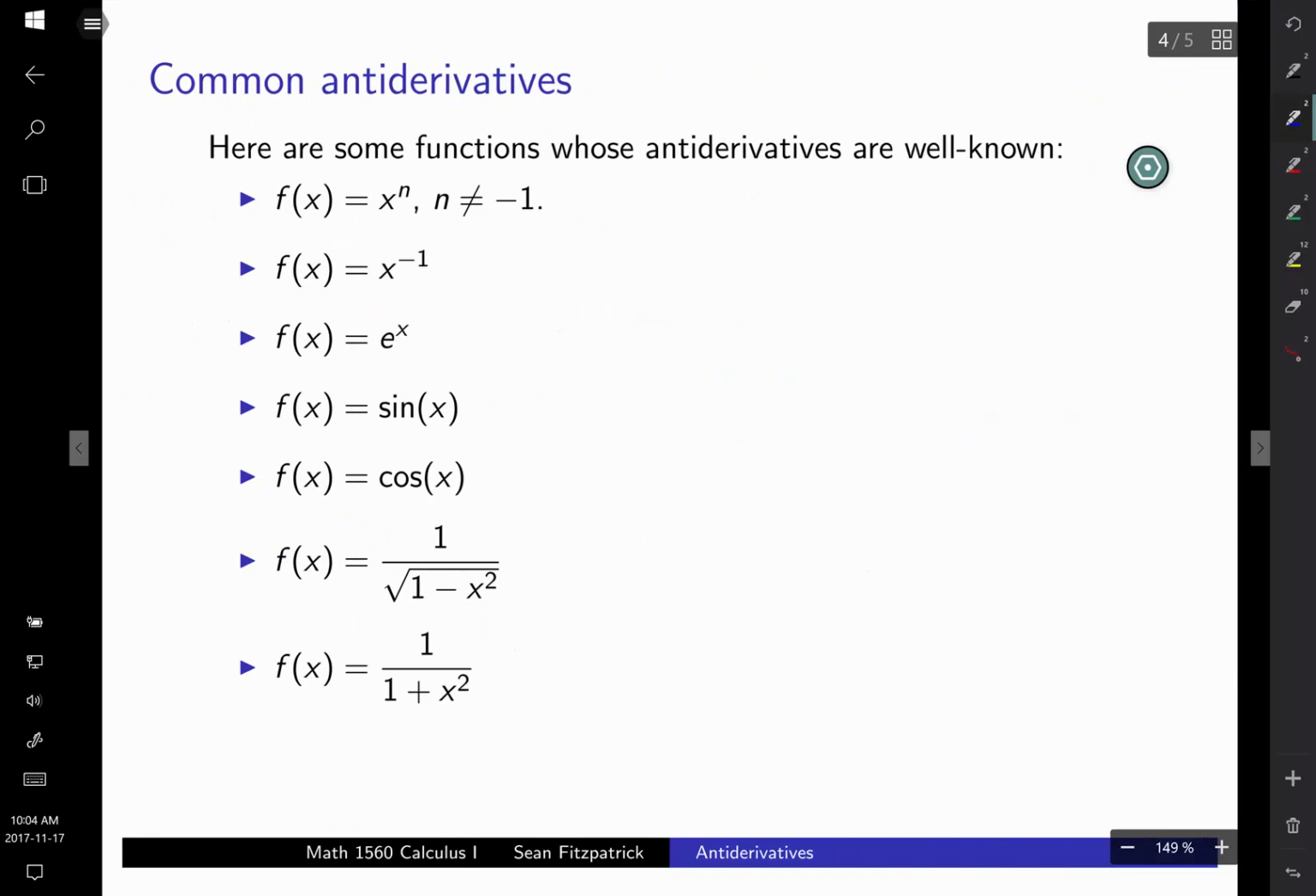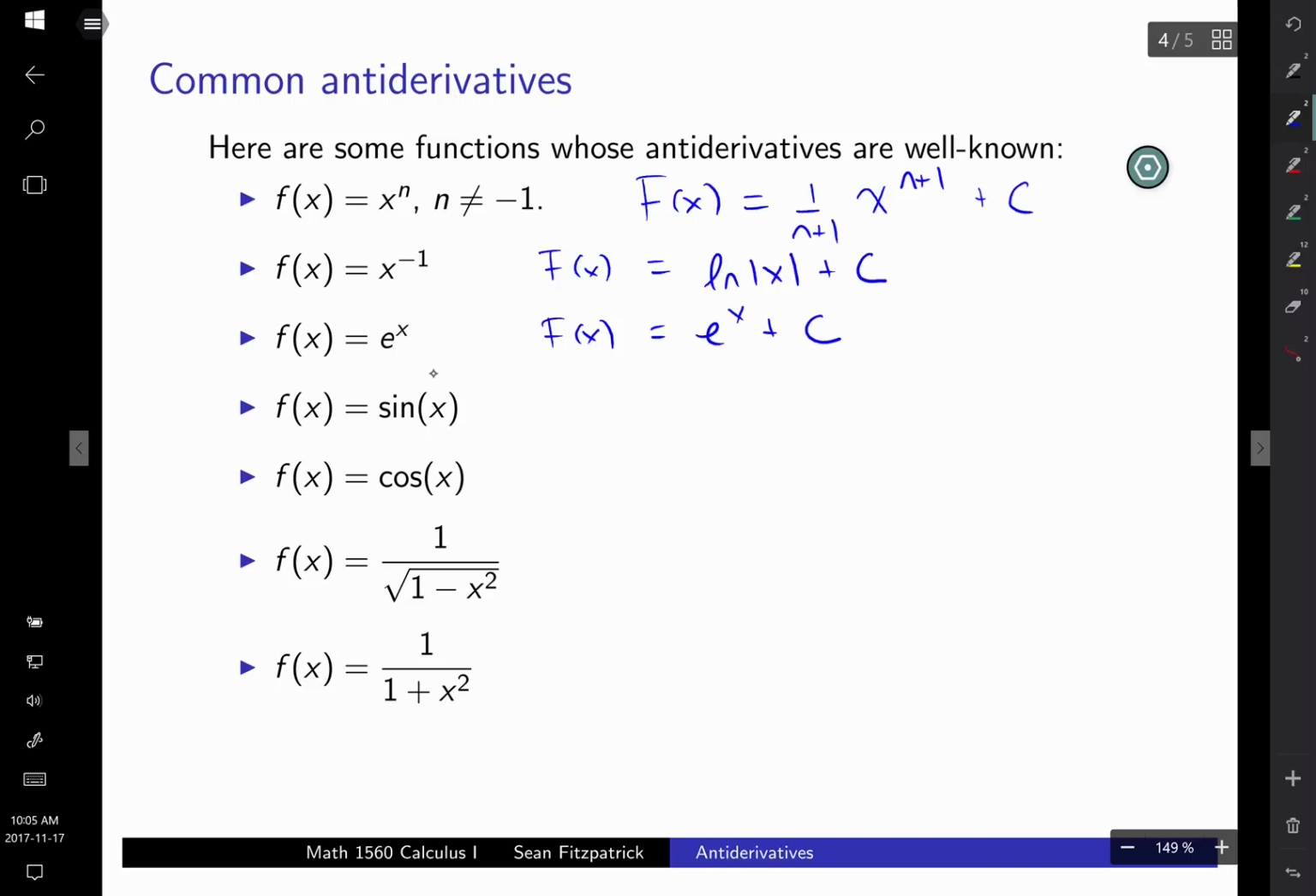Alright, here's a list of some common antiderivatives. We've seen the first two. If f of x equals x to the n and n is not equal to minus 1, our antiderivative is 1 over n plus 1 times x to the n plus 1. And if we want to give the most general answer, we could put that plus c in there. For x to the minus 1, we saw that's given by log of absolute value of x. Well, the exponential function is its own derivative, so it's also its own antiderivative.